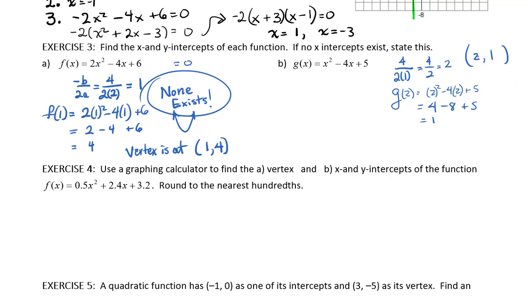We know that this function is opening upwards because the leading coefficient is positive. So our function will be in the first quadrant at over 2 up 1, opening upwards. So we will have no x-intercepts.